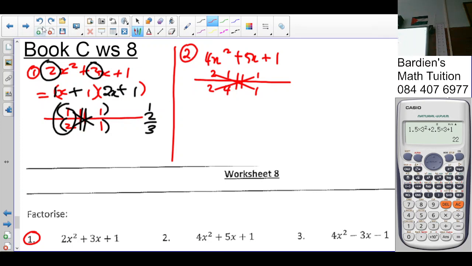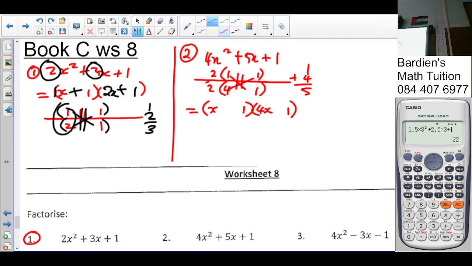That's not what we want. So 1 times 1 is 1. 1 times 4 is 4. You add it, you get 5. And that's what I want. Not so? So in the brackets goes a 1 and a 1. So it's an x and a 1. Not so? Yes. And 4x and a 1.